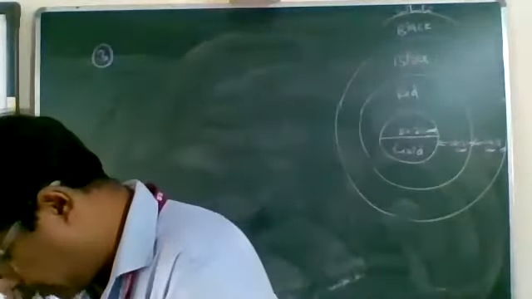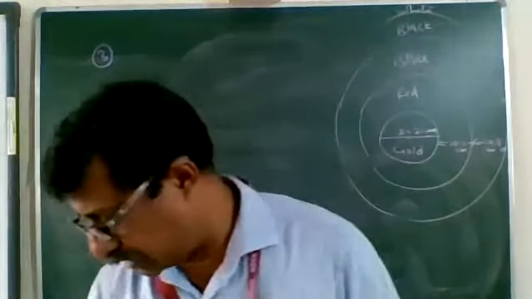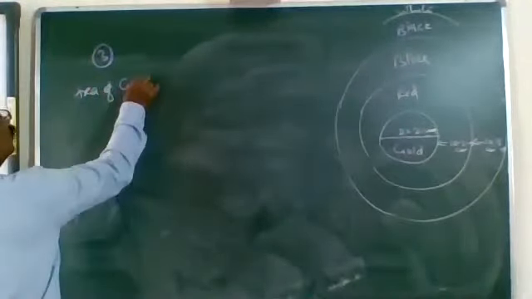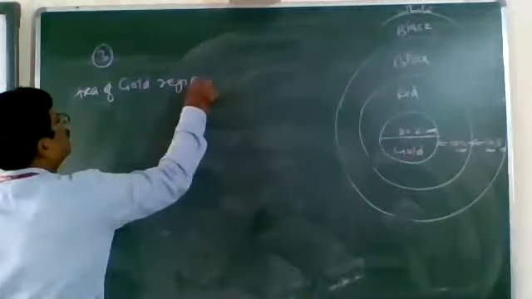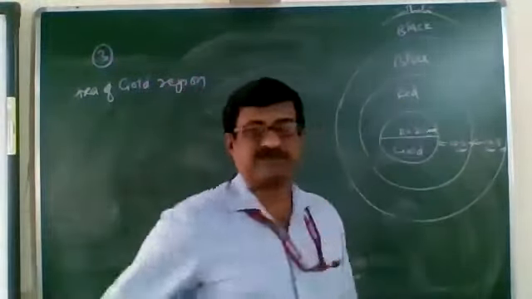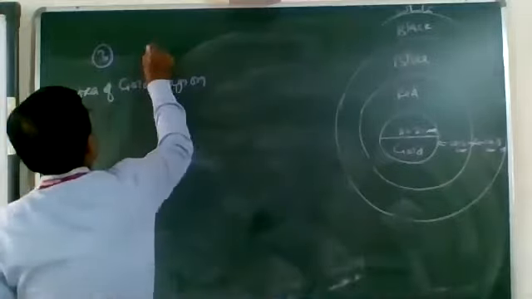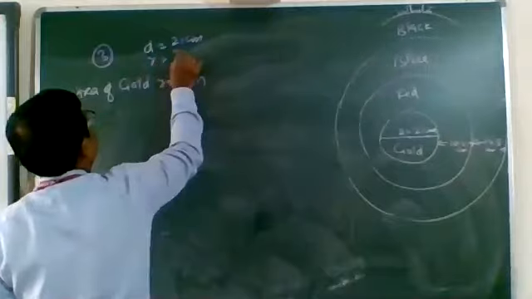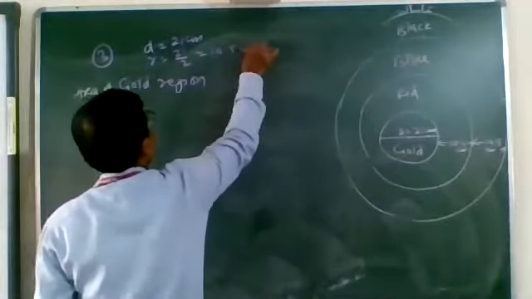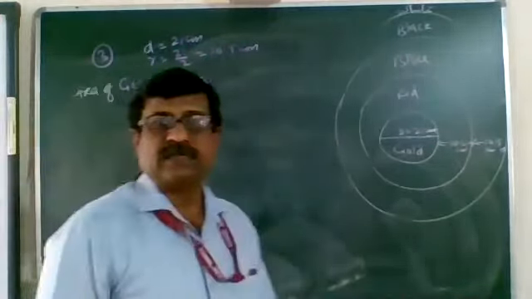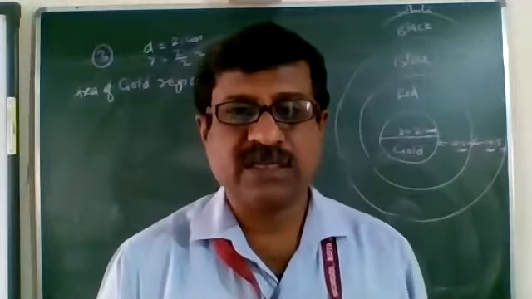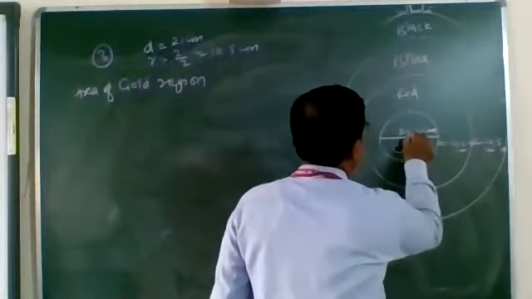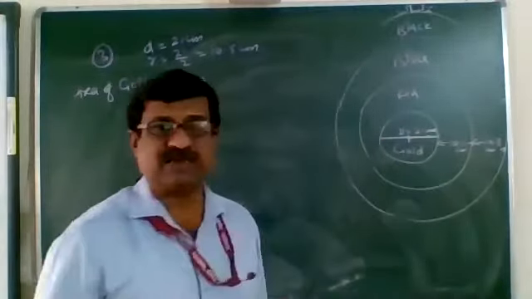The question is to find out the area of each of the 5 scoring regions. Area of, first we'll write the gold region. We start from the smallest one, the gold region. The diameter of this gold region is given as 21 centimeter. Therefore, radius will be half of 21, that is 10.5 centimeter. Radius is half of the diameter. If this diameter is given as 21 centimeter, then the radius will be just half of it, that is 10.5 centimeter.